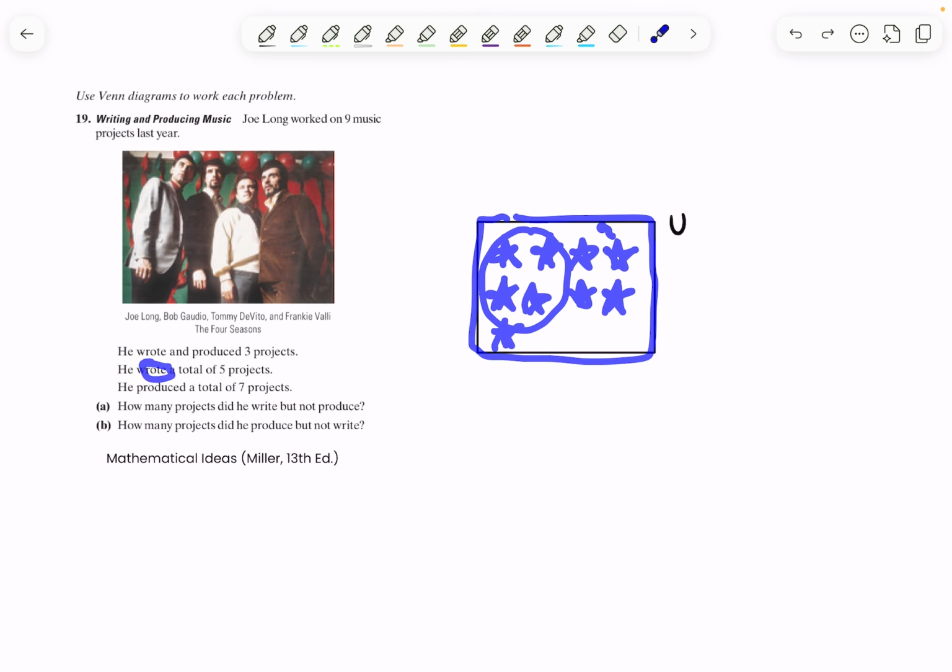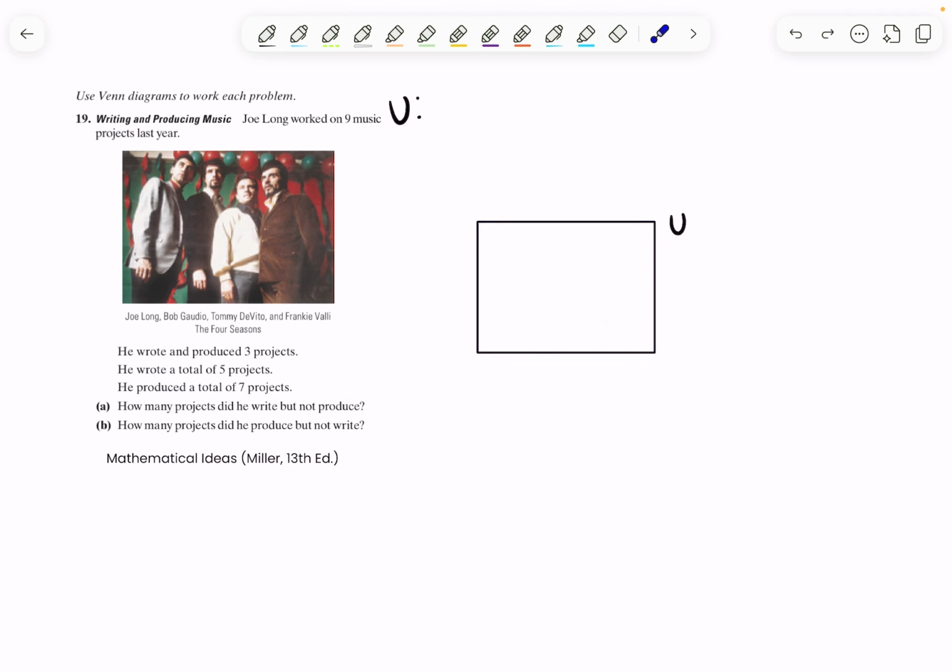Now the idea is that out of these 9 projects, there's a set of them that Joe wrote, there's a set of them that Joe produced, and then there's a set of them that Joe both wrote and produced. So we have to define these sets. So first, we have that the universal set is a set of all Joe's projects. We know that the number of elements, in this case projects, under consideration, so in the set U, are 9.